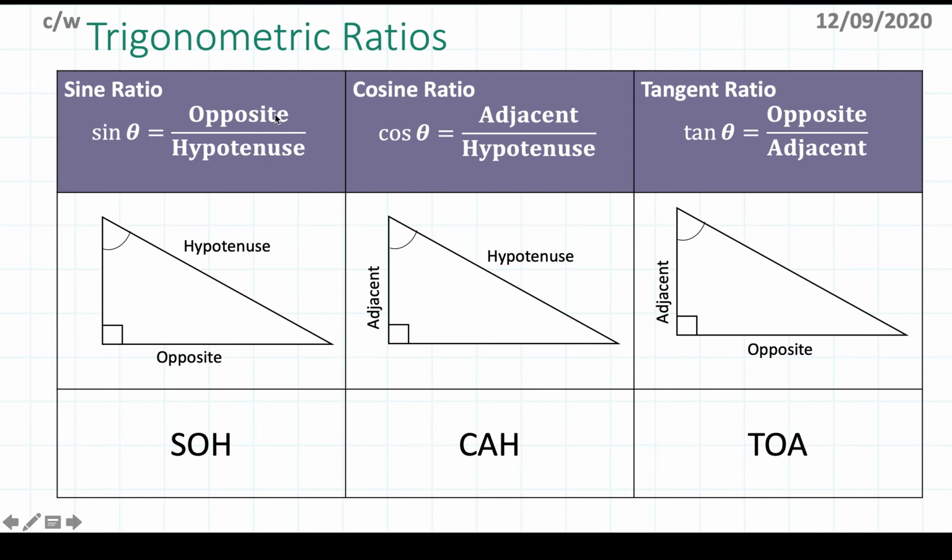But first we have this relationship. We first have the sine ratio, and all of the trigonometric ratios take the angle as their argument. So sine theta, cos theta, tan theta. The ratio of sine is basically the opposite length divided by the hypotenuse. The cosine ratio is the adjacent divided by the hypotenuse, and the tan ratio is the opposite divided by the adjacent.